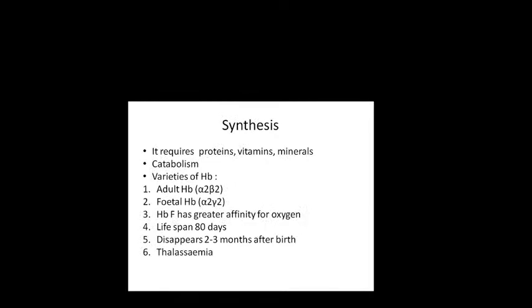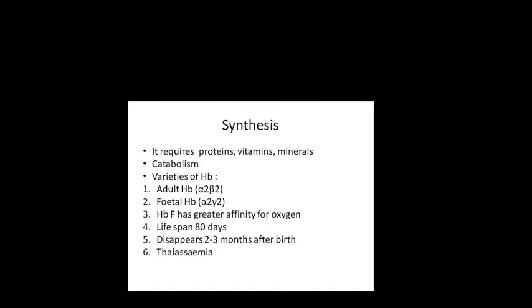Synthesis. For the synthesis of hemoglobin, what do we need? We require proteins because I said globin chains. Hemoglobin, globin is nothing but protein. For making of these globin chains, we need proteins. We need vitamins. What vitamins do we need? We need vitamin C, B12, folic acid. What are the minerals? The basic important mineral is iron. So we need iron. We also need copper, cobalt, calcium. All these three, copper, cobalt and calcium, are very important for the absorption and utilization of hemoglobin.